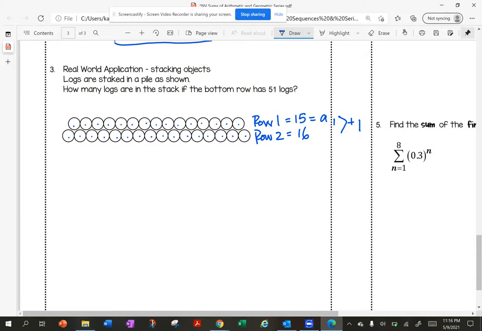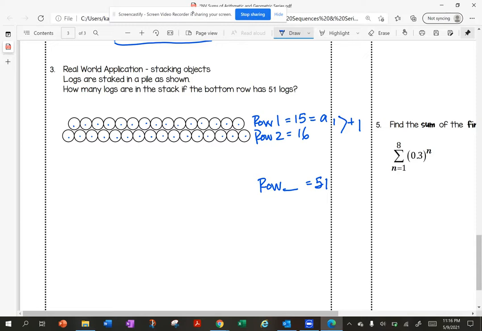So I don't know how many rows I have. All I know is that the bottom row down here has 51 logs. Now, I could figure it out by counting and doing a difference here, but the point of this is to use the math and the formulas. Because in the real world, I don't necessarily have simple numbers that are close that I could just figure out. So I'm going to use my formula to find my nth term.